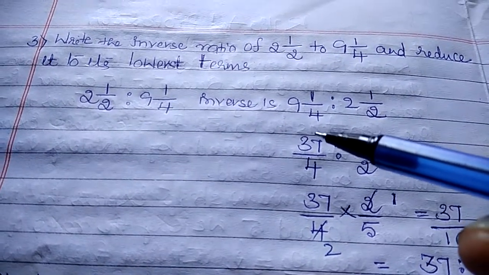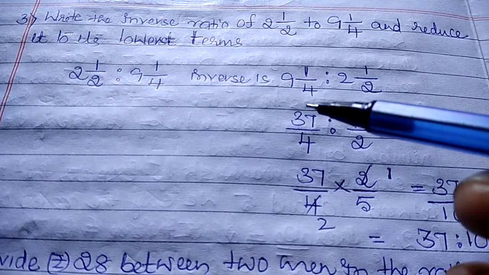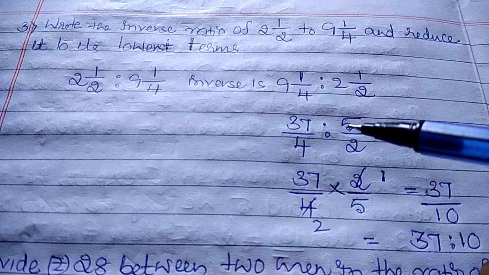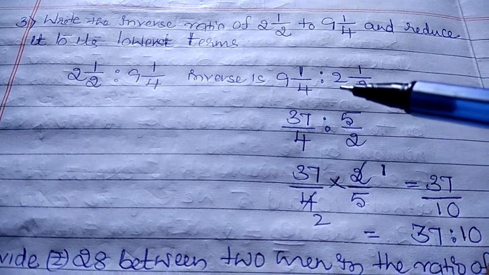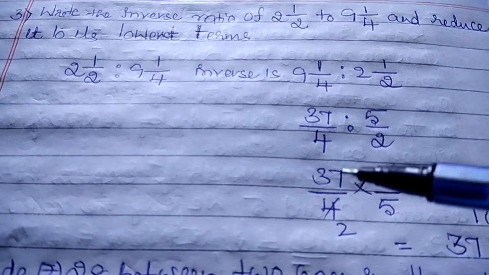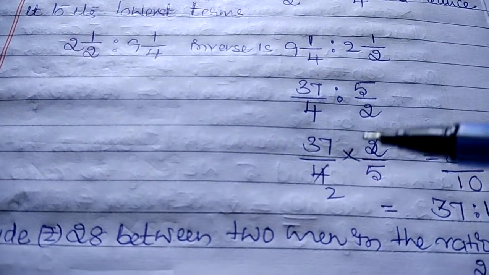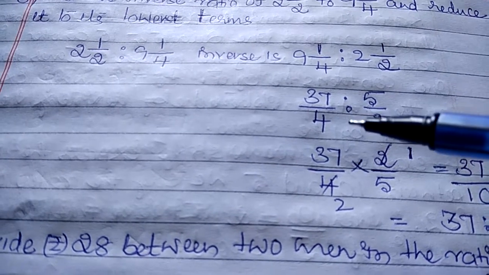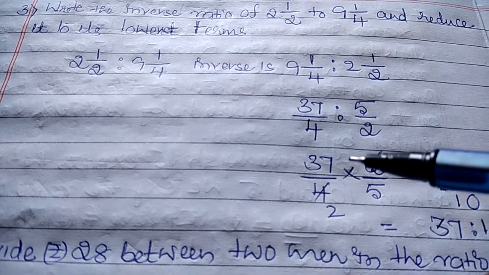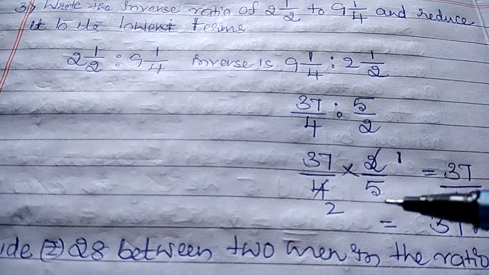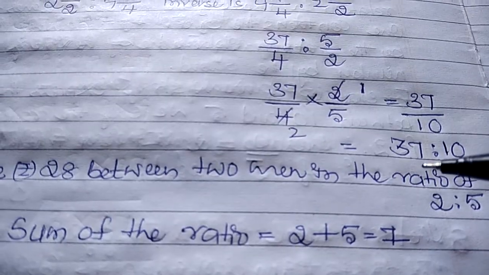So 2 1/2 is to 3 1/4 becomes 3 1/4 is to 2 1/2. We have to convert the mixed fractions into improper fractions. So 3 fours are 12 plus 1, 13/4 is to 2 twos are 4 plus 1, 5/2. So these are the improper fractions. So 13/4 divided by 5/2, because when divided becomes multiplication, 5/2 becomes 2/5. So 2 ones are 2, 2 twos are 4, which is equal to 13 ones are 13 by 2 fives are 10. So therefore 13 is to 10.